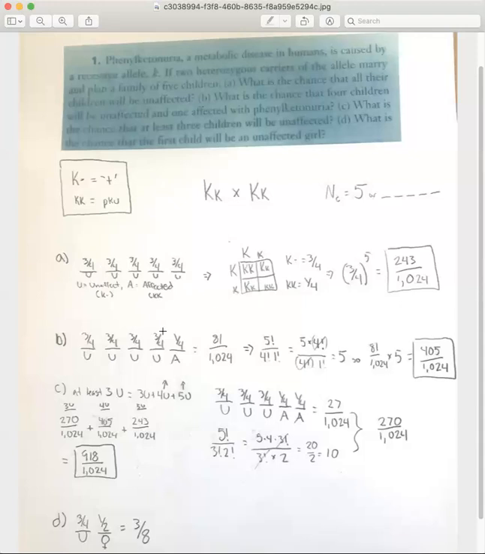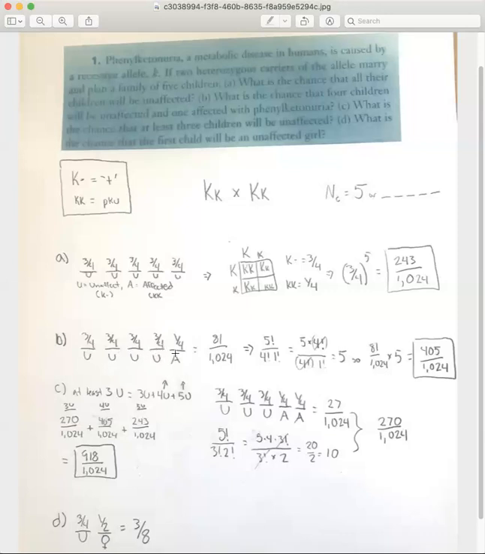Okay, so part B is what is the probability that 4 children will be unaffected and 1 will be affected. So again, we can write out the 5 events: unaffected, affected. Now one of the things that changes is we have an A instead of a U. U being unaffected is equal to 3/4. A being affected is equal to 1/4.